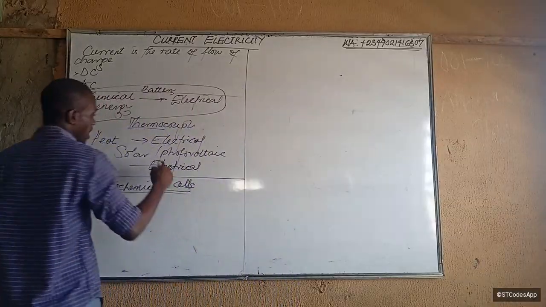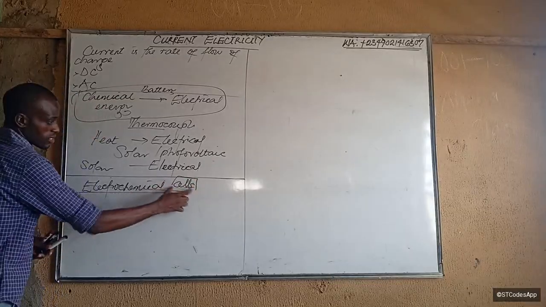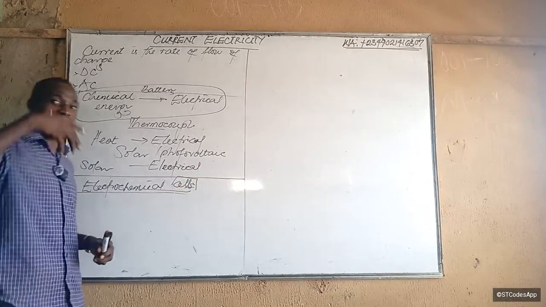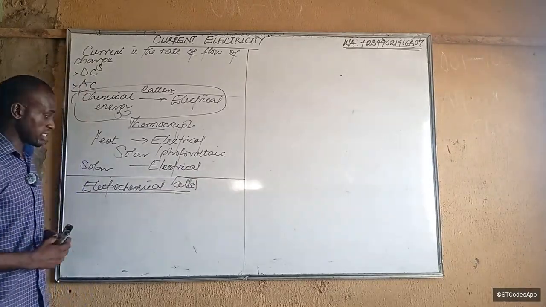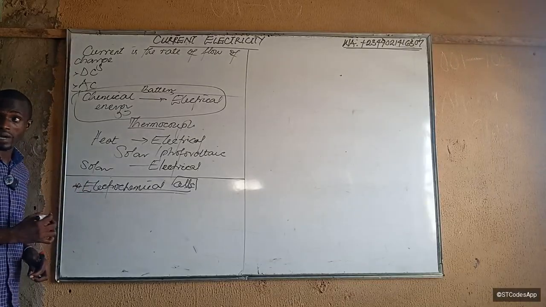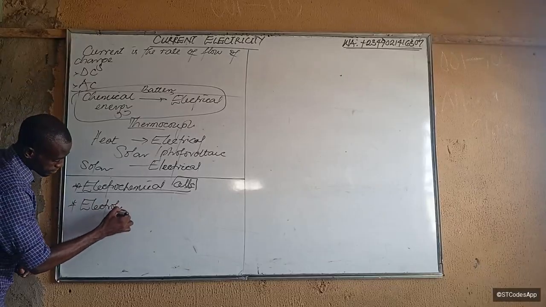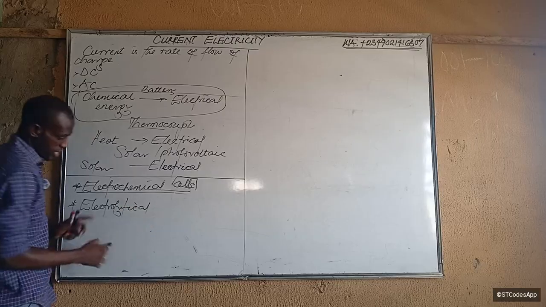So we said they are all together called cells. A cell is just a unit that can provide electrical energy. That's just what a cell is. And there are two types of such cell. We have the electrochemical cell, which is a battery, and we also have the electrolytic cell. Let's quickly demystify and differentiate these two.